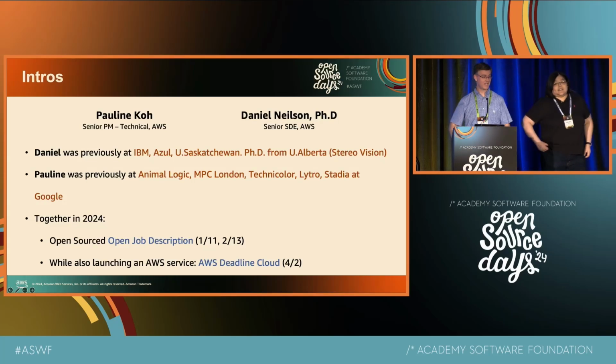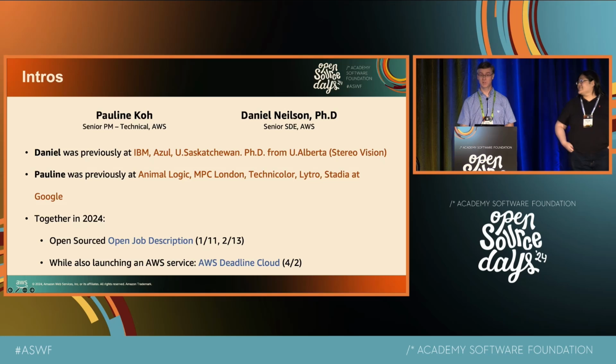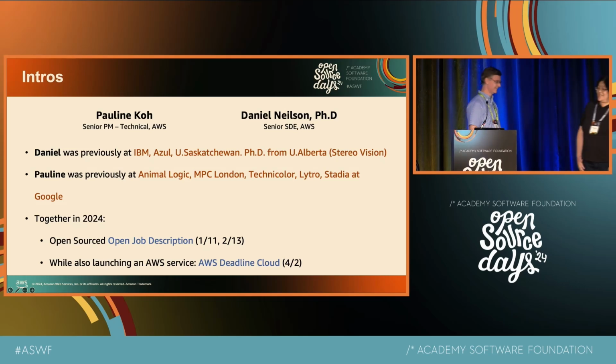Hi, I'm Daniel. I'm the architect for Open Job Description. I hope you like it. I'm also an engineer on Deadline Cloud, and in previous lives, I've done stuff with ray tracing, stereo vision, taught undergraduate computer science at a university, and before AWS, of all things, I was in compiler optimization. So really strong VFX creds there. Back to you, Pauline.